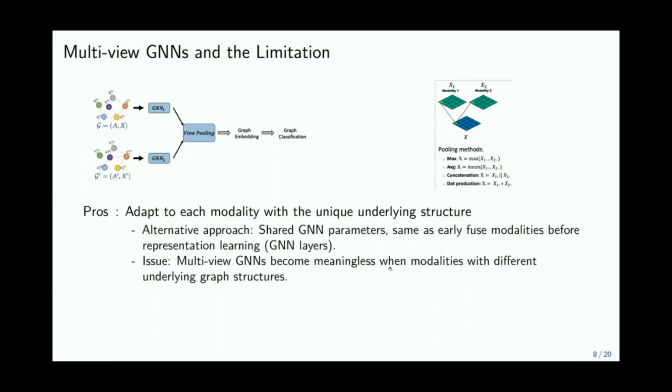So what's the problem there? Why do we use this architecture? Because graphs have unique structures. So each GNN can learn the graph structure and can study each modality. Alternatively, if we use shared GNN parameters, the same as early fusing the modalities before the graph neural networks, the problem is that the multi-view graph neural network becomes meaningless. Because if you use a shared graph neural network, then this one graph neural network can only learn one graph structure.